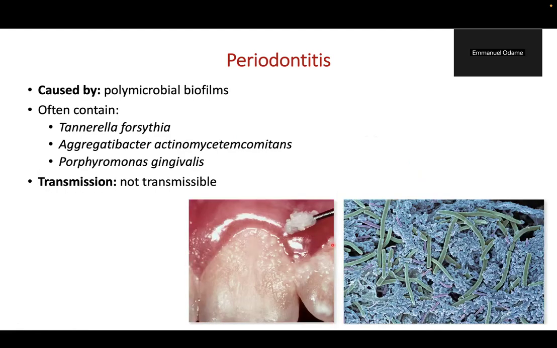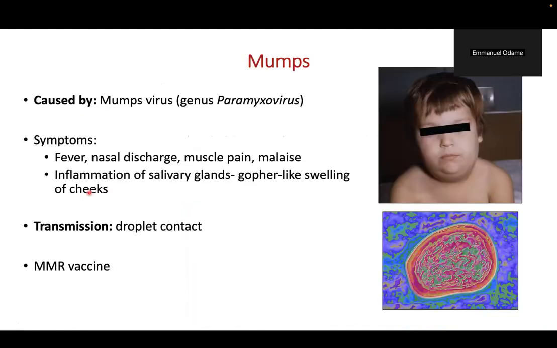It's caused by polymicrobial biofilm. So you have a lot of microbes coming together forming biofilms. This often contains this group of microbes, Tannerella, Fusobacterium, and also other ones that we can see here. Transmission, this is not transmissible. This solely depends on the hygiene of your mouth. So basically oral hygiene. Brush your teeth often, and you might not encounter this.